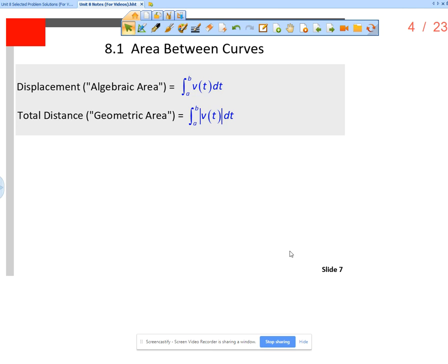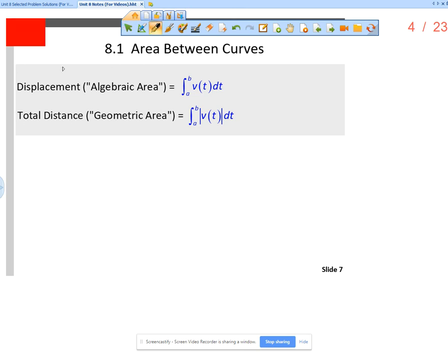This is the video for section 8.1 notes, slides 7 and 8. All right, so it still falls under the category of area between curves, but in this section we're talking about the two concepts of one called displacement and the other called total distance.